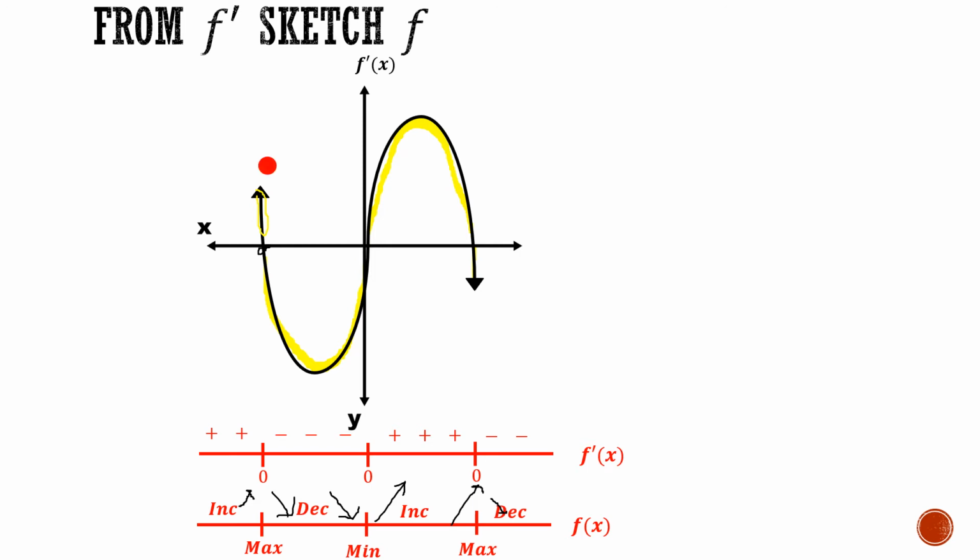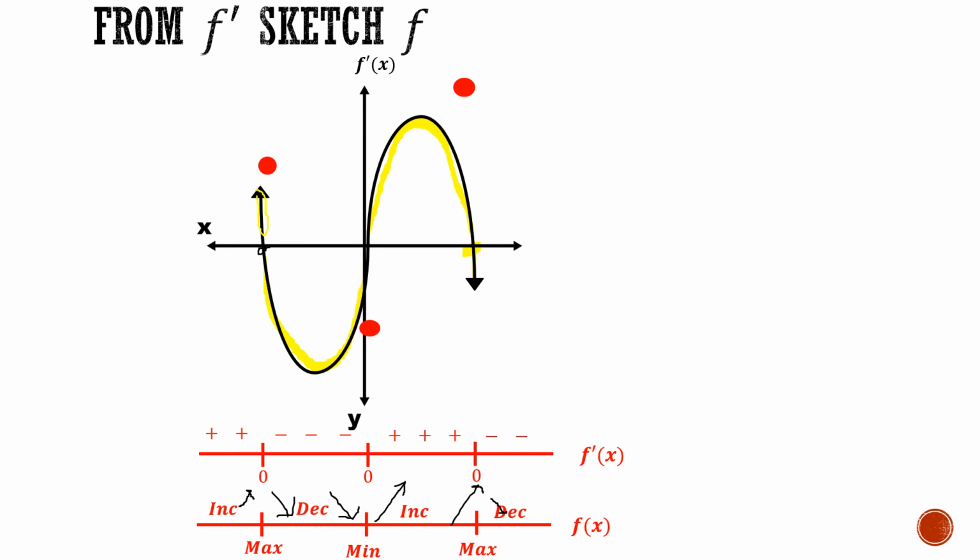Then at x equals 0, I need a minimum, so I'm going to draw a point a little low so I have a minimum there. And then at this last 0 over at the end, I need a maximum again, so I'm just going to draw a point kind of high.